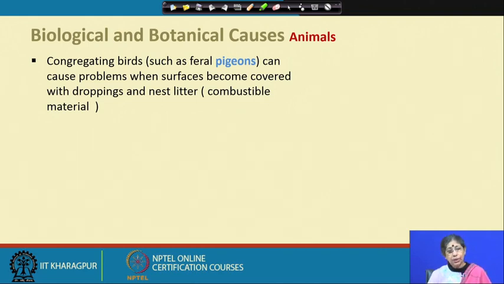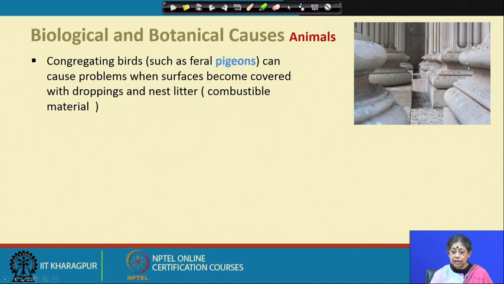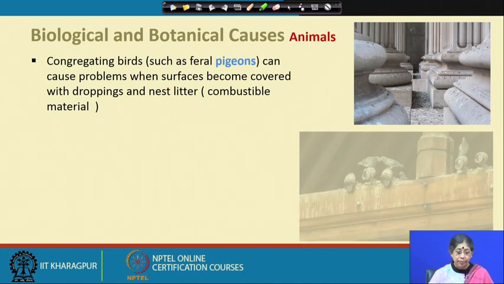Now, birds, especially pigeons, can cause problems when surfaces become covered with their droppings and nest litter. When they make the litter, especially in the corners of the historic structure, they bring certain very combustible material, so that is also very dangerous. As you can see in this picture, the animal and pigeon droppings are really causing a lot of problems. They can be cleaned, but if they stay there longer, they will cause damage to the fabric itself.